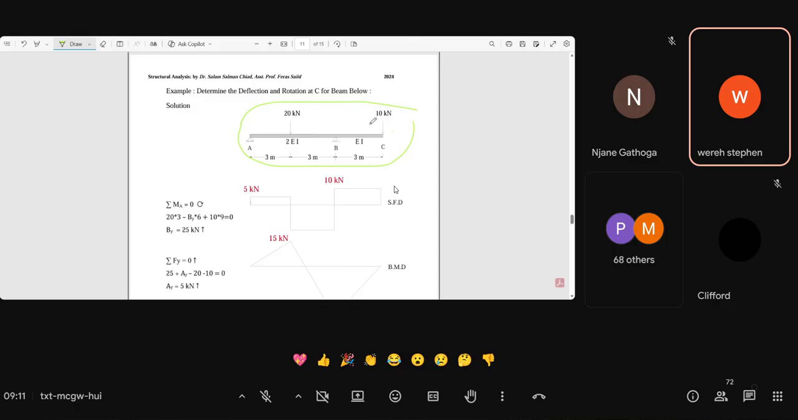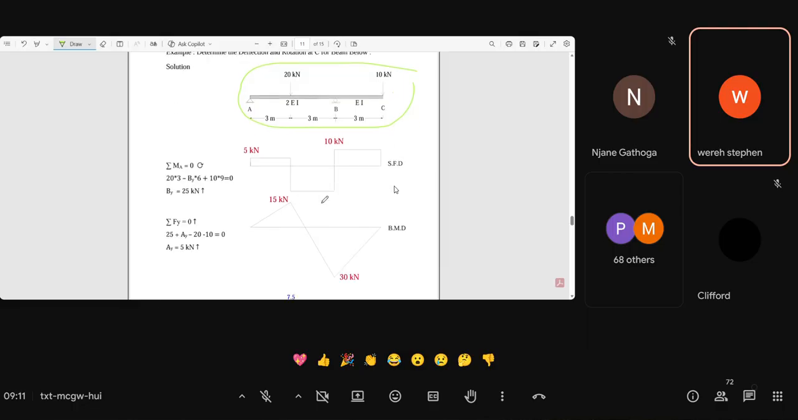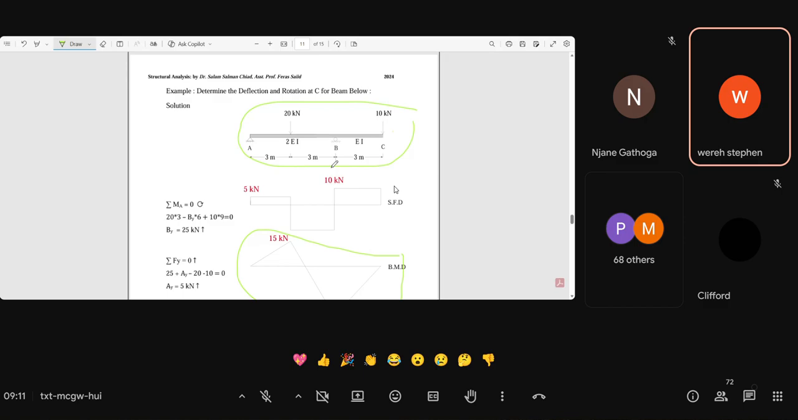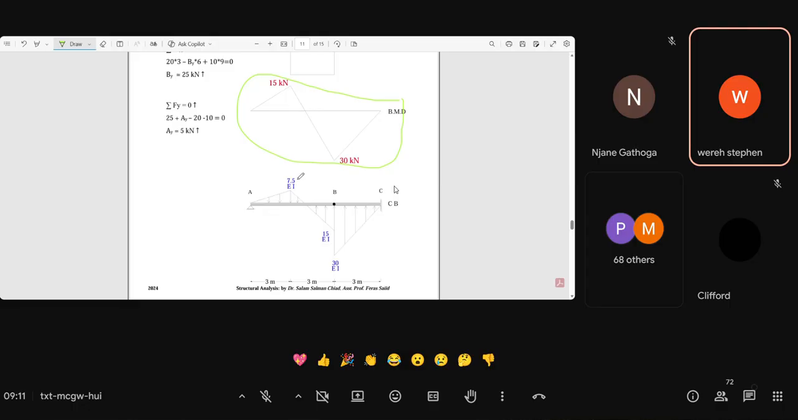If you are given this, you should be able to draw the bending moment diagram of the original beam. First of all, find the reactions at points A and B, and then draw the bending moment diagram. You can practice drawing the bending moment diagram given this type of beam. Then from there, divide it by EI, then draw the conjugate beam.